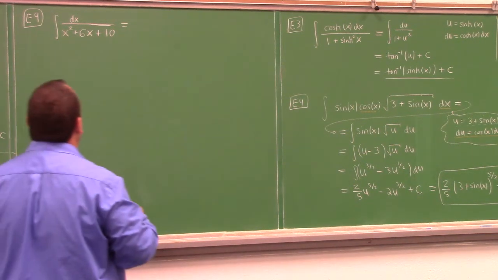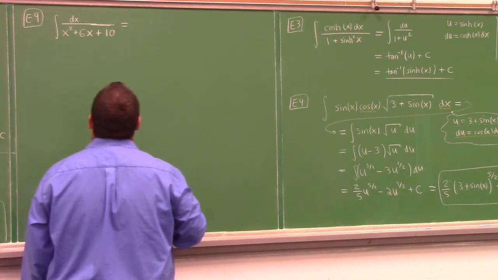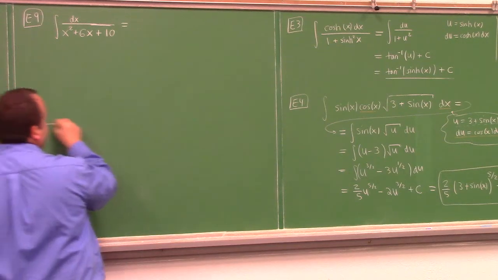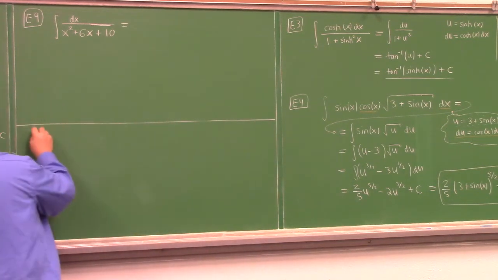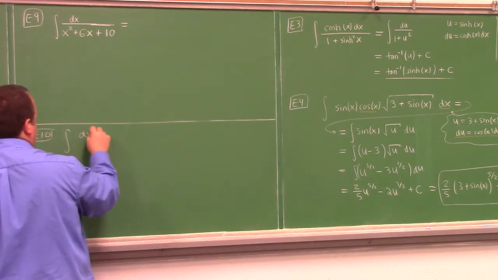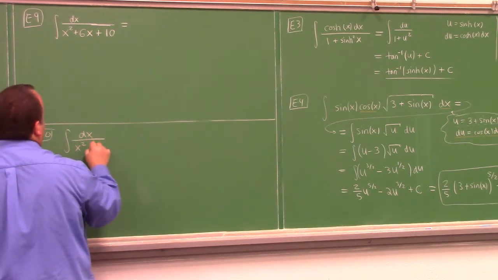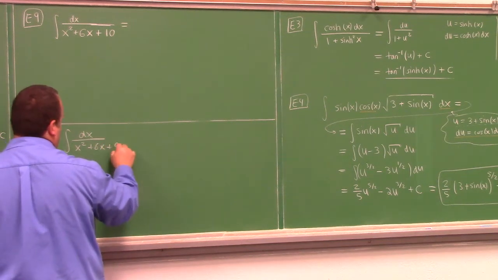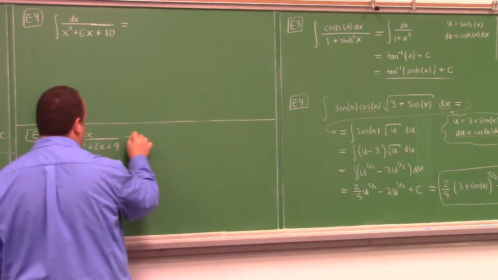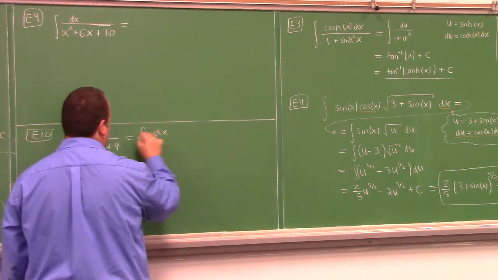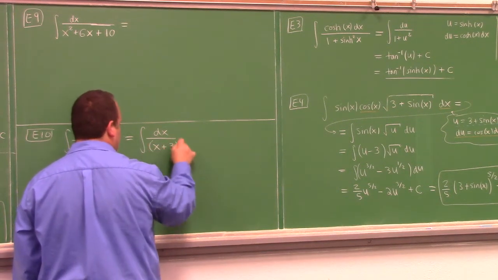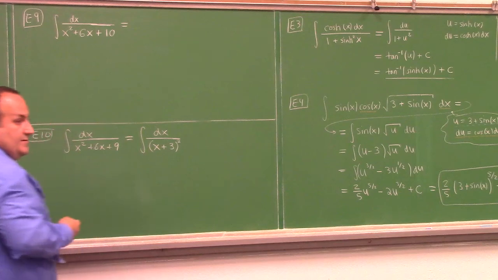Before we go on with this one, let me do an easier one. Example 10: if I had a 9 there instead of a 10, then life would be so much easier, because this would be the integral of dx over x plus 3 squared, right?